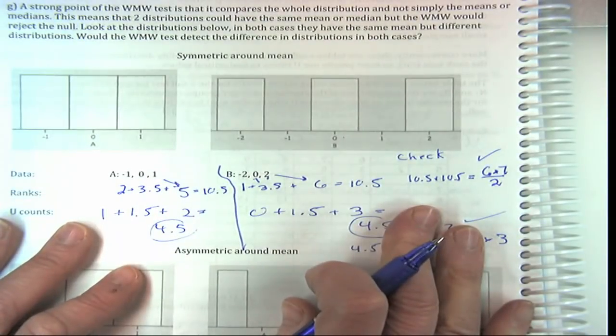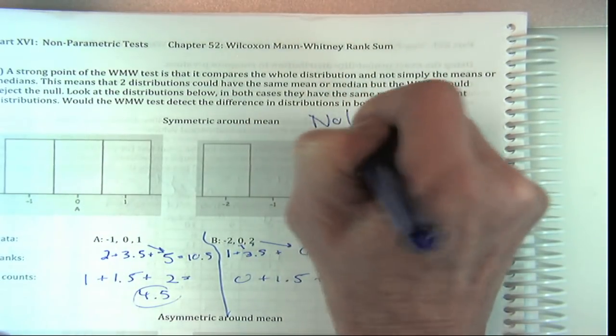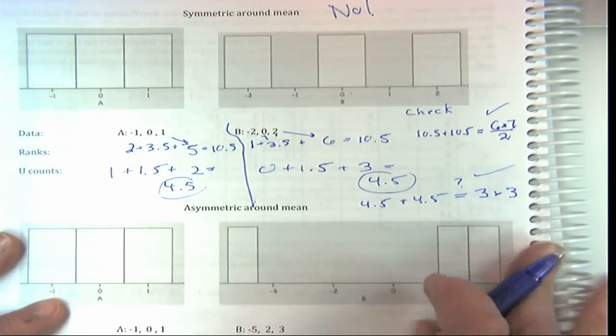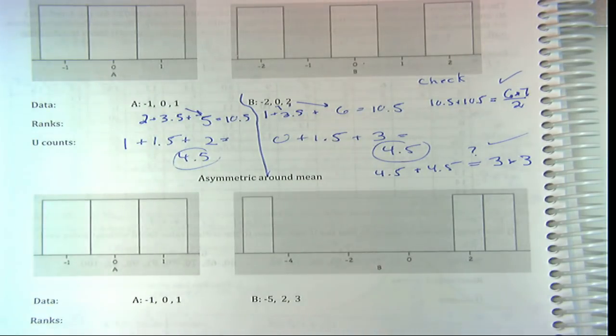So this, when it's symmetric around the mean, would it detect the difference? No. So it doesn't in certain cases. What I'm trying to say is that even though it's testing whether the distributions differ, it's not foolproof.